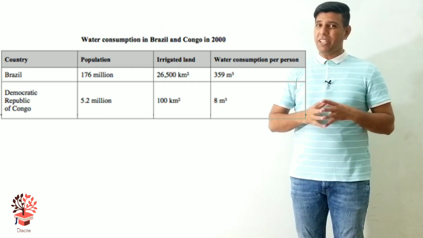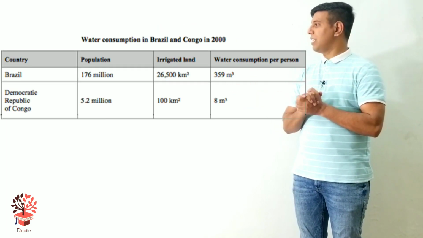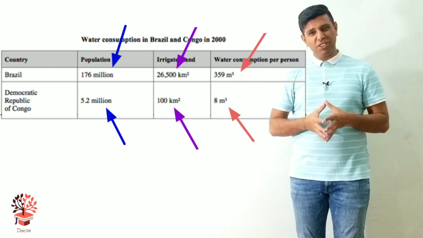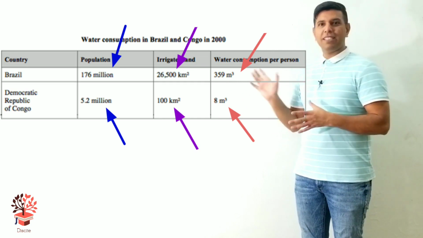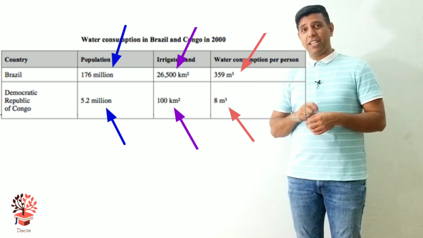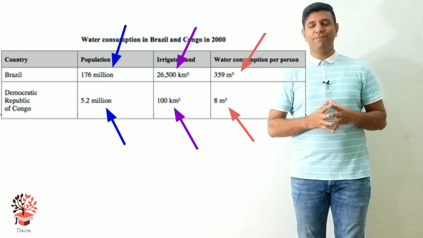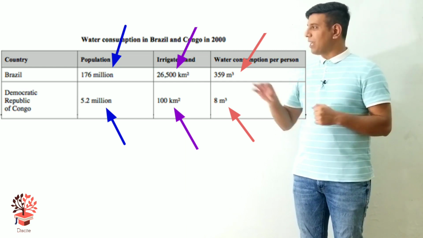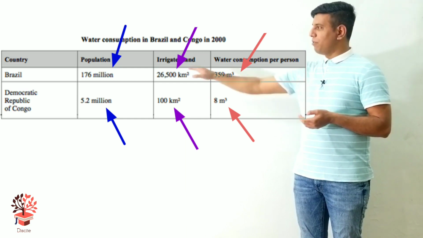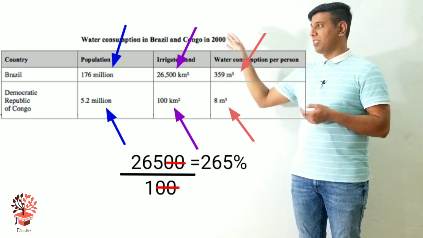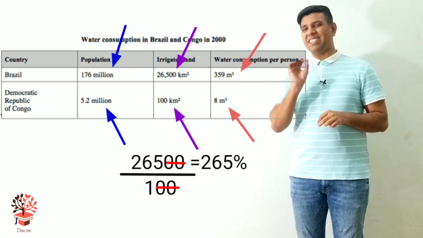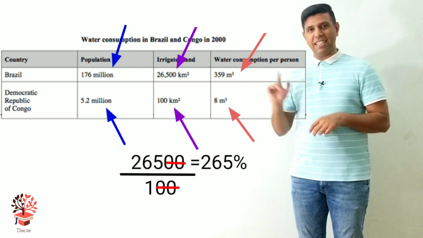So if you have a look, is there a comparison between the two nations? Look at this. Population, 176 million, compared with what, 5.2? No comparison. Look at the irrigated land, 26,500 kilometers square of irrigated land. For Democratic Republic of Congo, just 100. So if you look at 100 and 26,500, remove the two zeros from the bottom and from the top, you would get 265 on the top. So it tells you Brazil has 265 times more irrigated land.